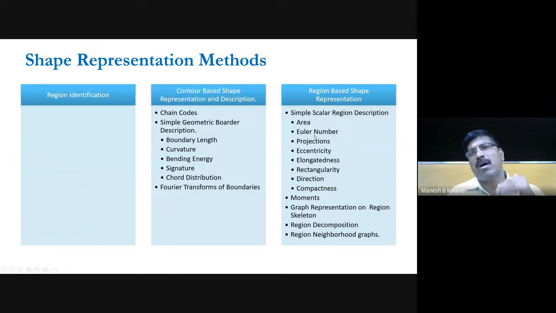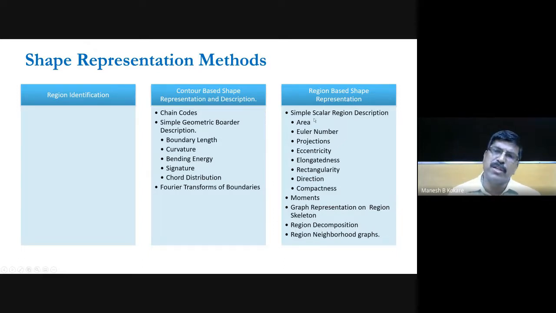Second one is Euler number. Third one is projection. Fourth one is eccentricity. Fifth one is elongatedness. Then rectangularity, direction, and compactness. These are basically simple scalar features which are obtained from the region. Then there are other region-based features, such as moments, graph representation on the region skeleton, region decomposition, region neighborhood graphs, and so on.